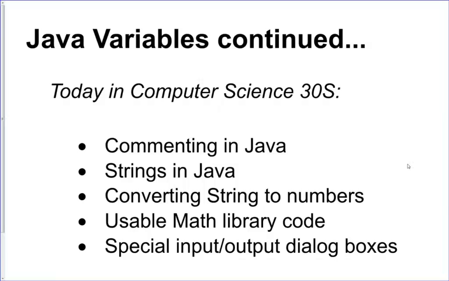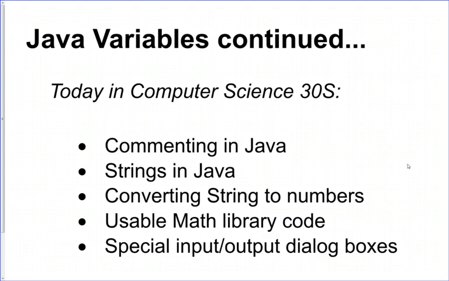So today I want to continue where we left off. I want to talk about these things in Java: how to do commenting, because I haven't covered that yet, how strings look in Java, how to convert strings into numbers. There's a math set of library code that you can use to do a little bit more complex equations if necessary, and how to do these special input-output boxes. That'll be helpful when you get started on the assignments.